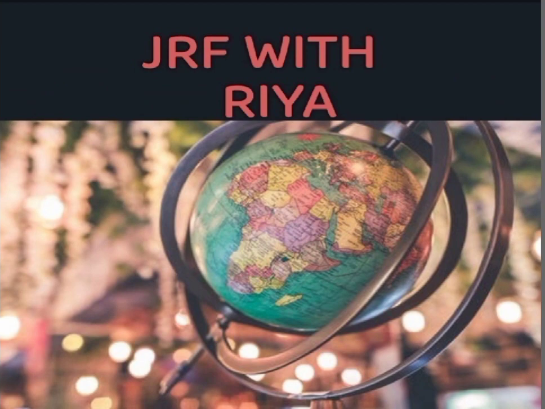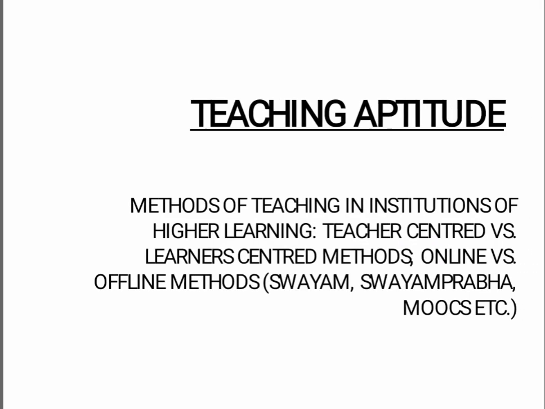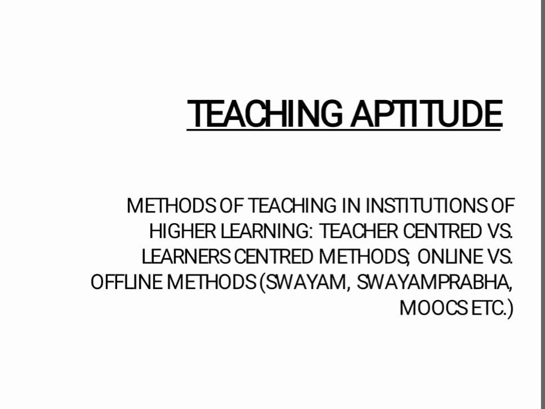Today we are going to discuss subunit 4 of teaching aptitude, which includes methods of teaching in institutions of higher learning. These are teacher-centered versus learner-centered methods and the online versus offline method.